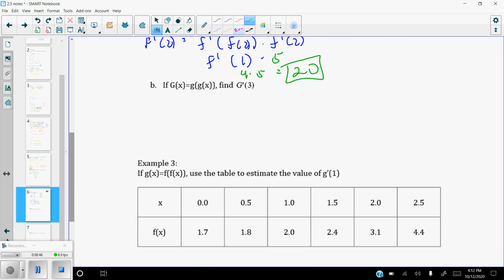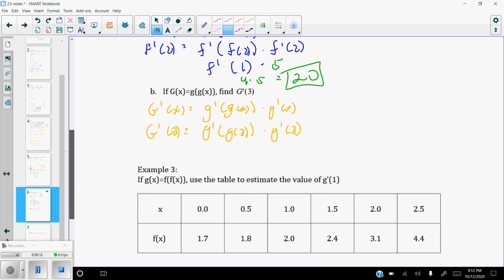So let's take, in general, capital G prime of x, which is lowercase g of x times lowercase g prime of x. Replace the x's with 3's. So G prime of g of 3 times g prime of 3.